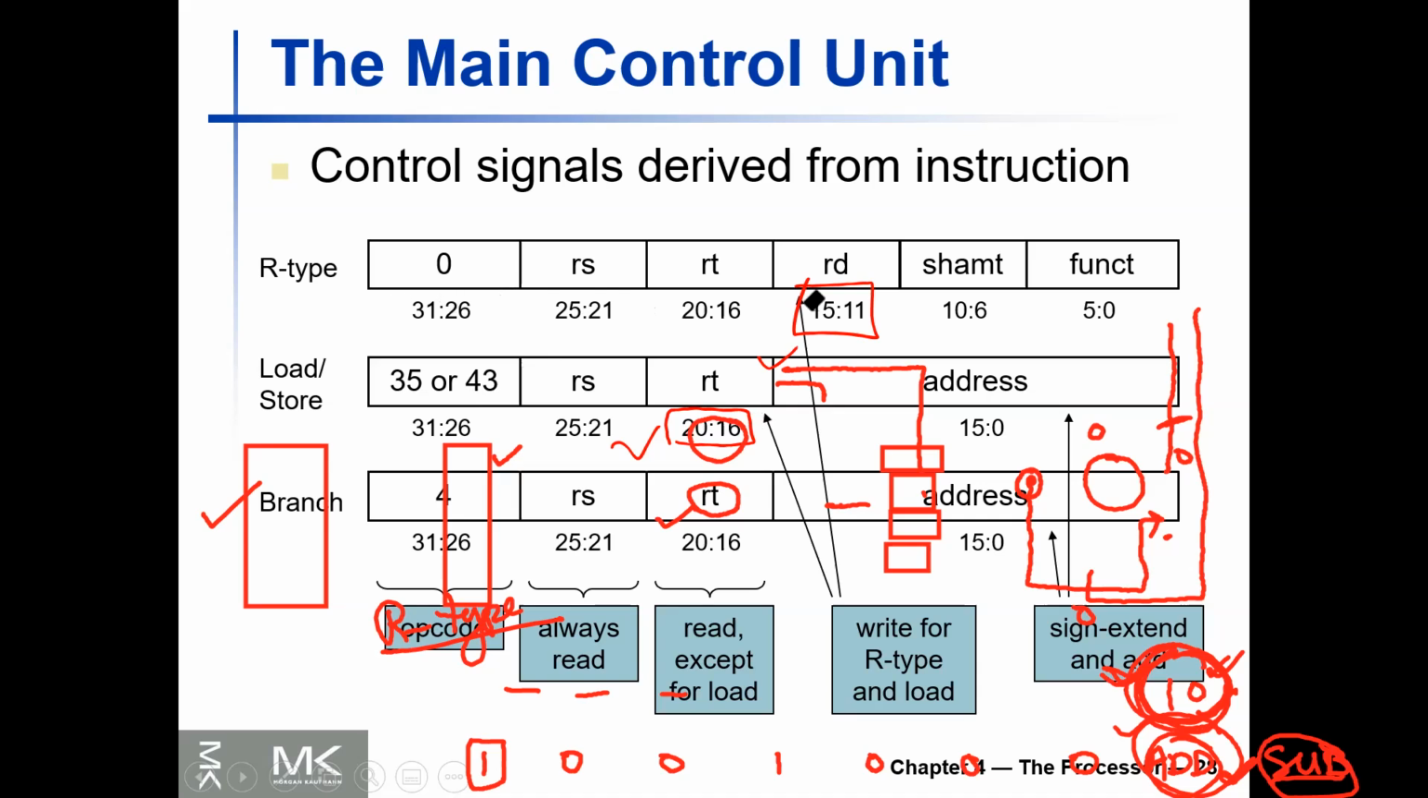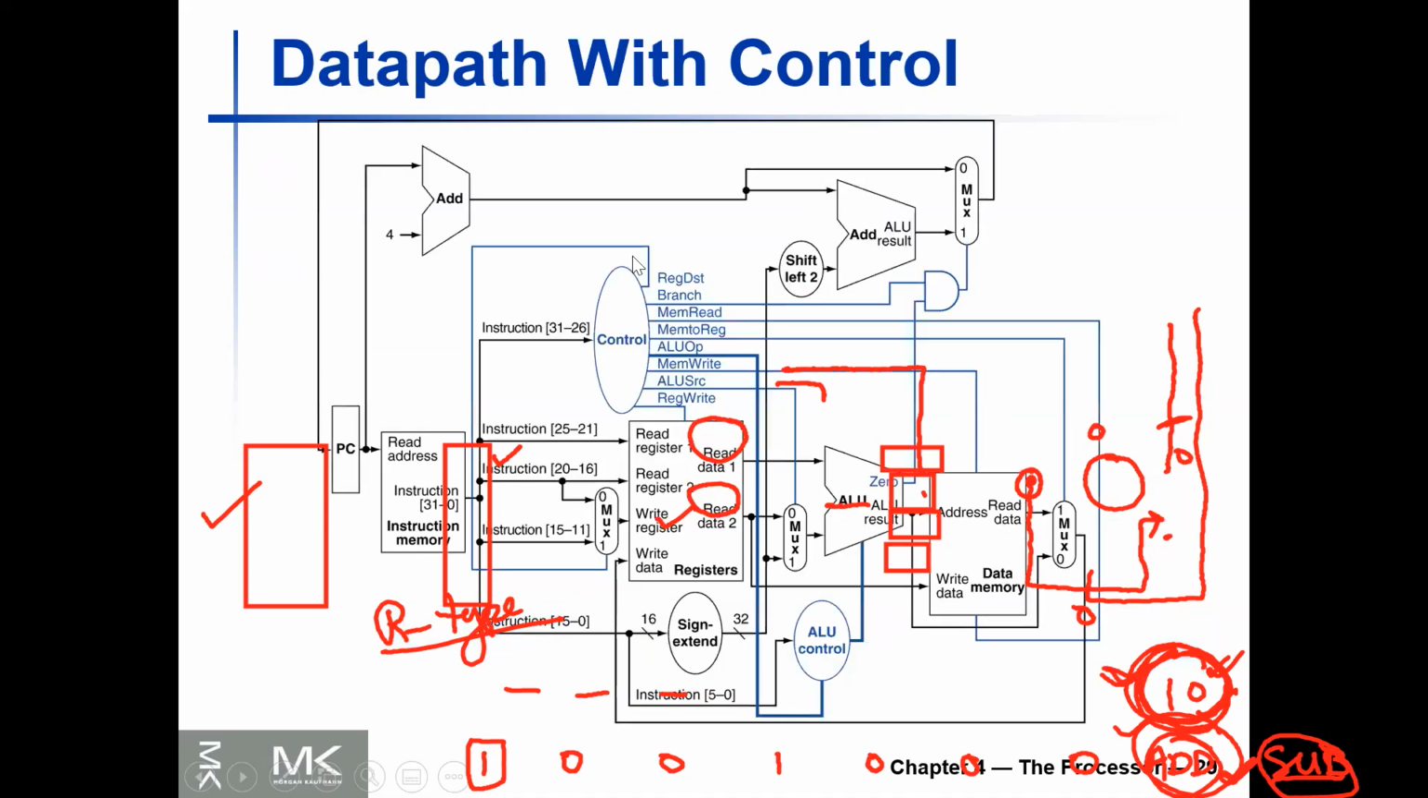And for the add instruction, the destination, that is the write register, is going to be bits 11 to 15. This field will represent the write register number. So we go there and check here.